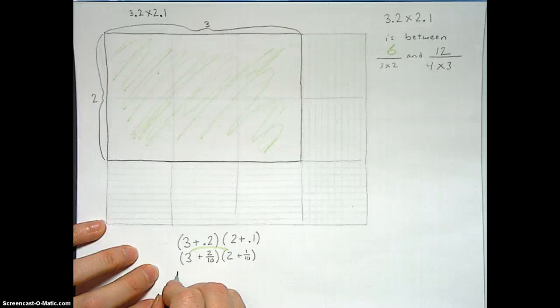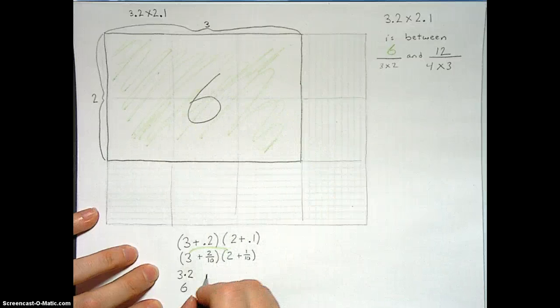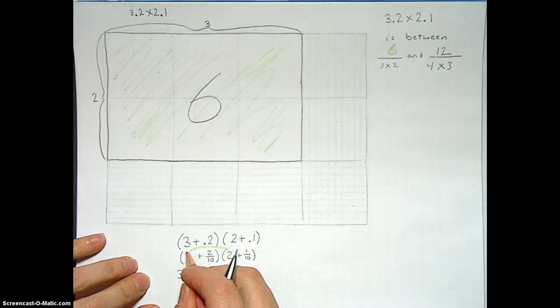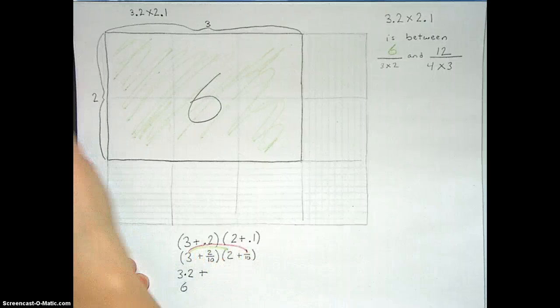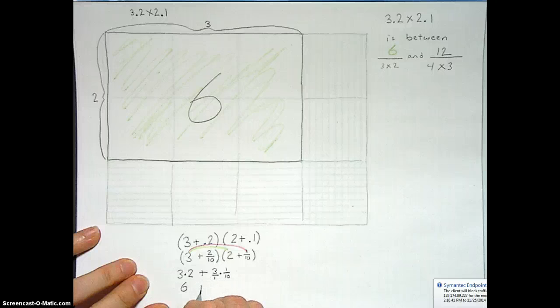The first thing we do is 3 times 2, which gives us this 6 right there. That was the first, now we're going to do the outer, 3 times 1 tenth, which for a lot of you, you're going to want 3 over 1 times 1 over 10, which is just 3 ones times 1 tenth. So that gives you 3 tenths.